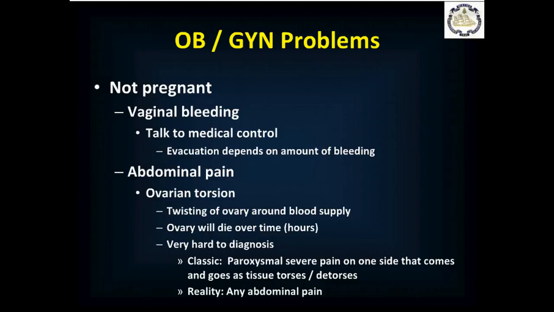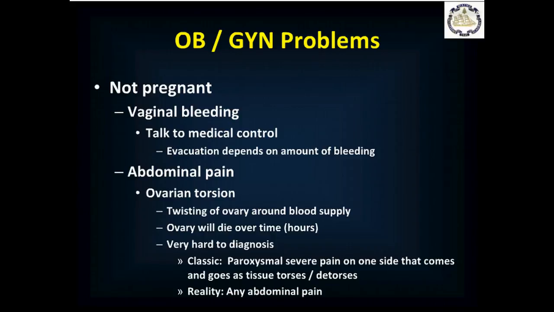There's this classic picture of it, which happens less than 5 to 10% of the time, in which the patient has severe pain on one side. It comes and goes as that tissue torses and detorses on itself and gets blood supply and then no blood supply. That's the classic picture. It very rarely happens. In reality, it's usually a dull, aching, one-sided lower abdominal pain that's persistent.